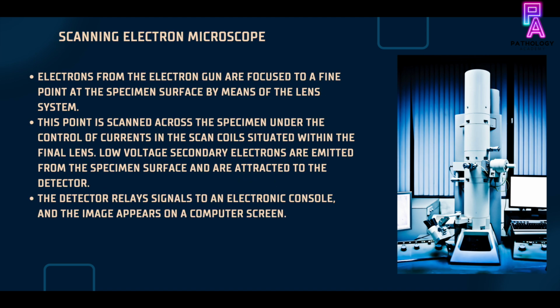In the scanning electron microscope, the electrons from the electron gun are focused to a fine point at the specimen surface by means of the lens system. This point is scanned across the specimen under the control of currents in the scan coils situated within the final lens. Low voltage secondary electrons are emitted from the specimen's surface and are attracted to the detector. The detector relays signals to an electronic console and the image appears on a computer screen.